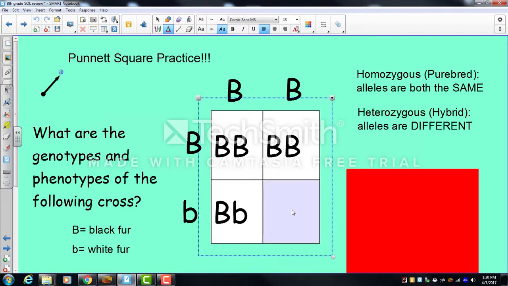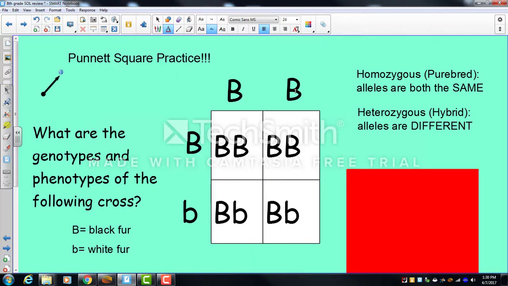And then the last offspring, go ahead and tell me what that genotype is. If you said big B, little b, you are right again. Big B from mom, little b from dad. Again, heterozygous, black. So genotype is big B, little b. Phenotype is black. So then you could say, well, what's the percentage?